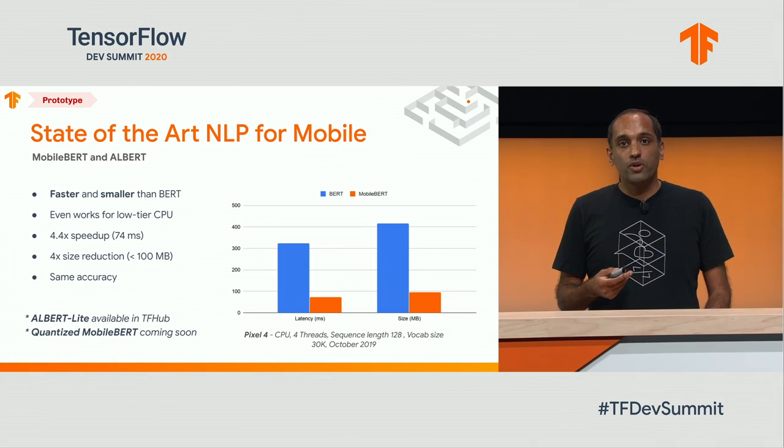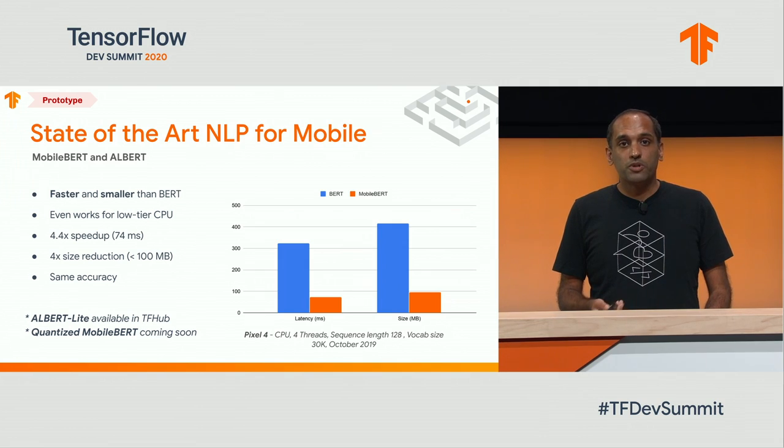It's up to 4.4x faster than standard BERT while being 4x smaller with no loss in accuracy. The model size has also been reduced to 100 MB and thus is usable even on lower-end devices. The MobileBERT model is available on our website with a sample app for question and answer type of tasks, and it's ready to use right now. We are currently working on the quantized version of MobileBERT with an expected further 4x size reduction.